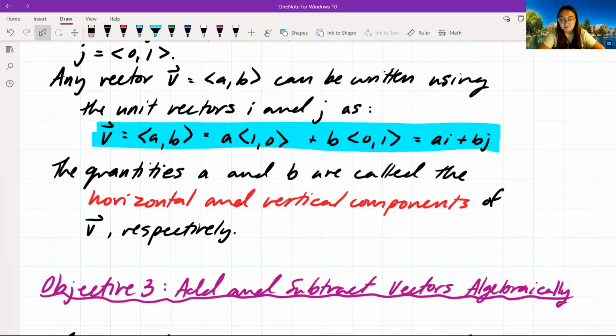The quantities a and b are called the horizontal and vertical components of the vector v, respectively. So a is your horizontal component, b is your vertical component. This, as you could guess already, corresponds to your x and y axis. So a is going to be on your x-axis or your horizontal axis, and b will be on your y-axis or your vertical axis.